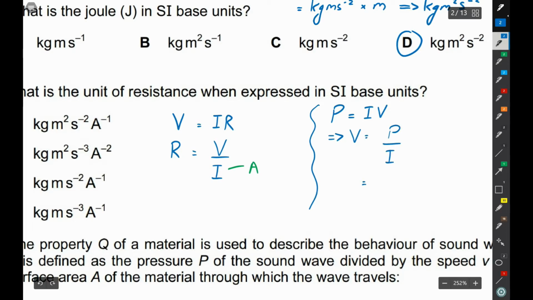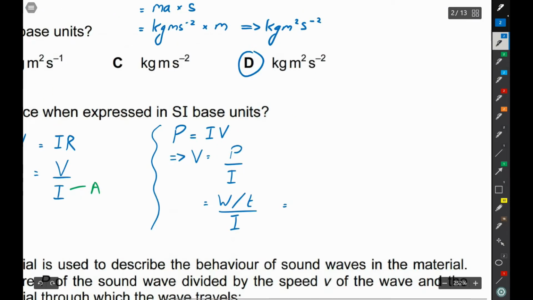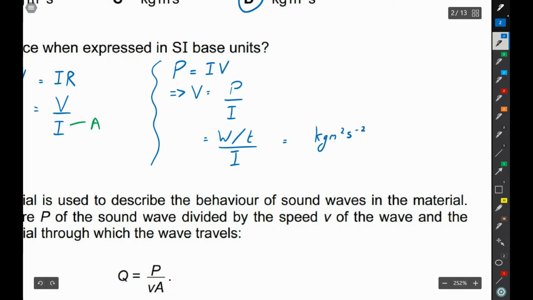Now what is power? Power is work done over time, ठीक है. And work done के यूनिट्स हमने अभी ऊपर डिराइव किए हैं. They are kg m2 s-2, so I'm gonna write kg m2 s-2 and this is divided by time जिसके यूनिट्स होते हैं seconds, and this whole thing is divided by current जिसके यूनिट्स होते हैं ampere, ठीक है.